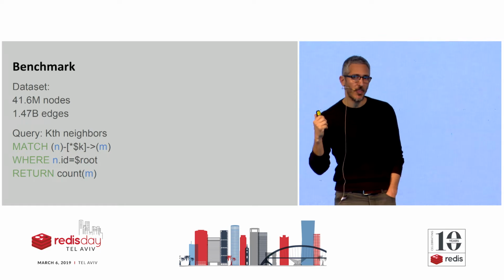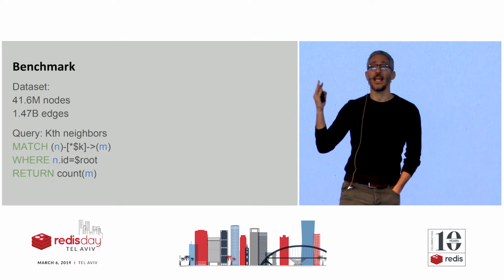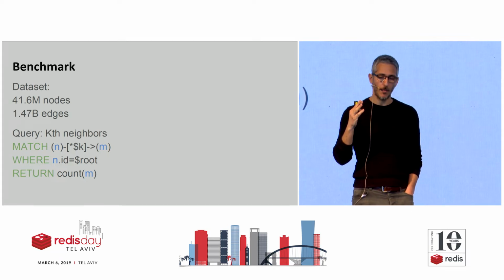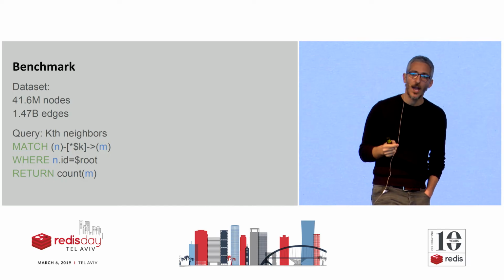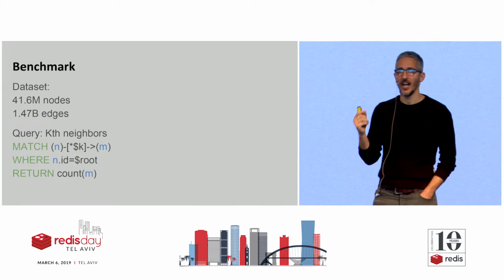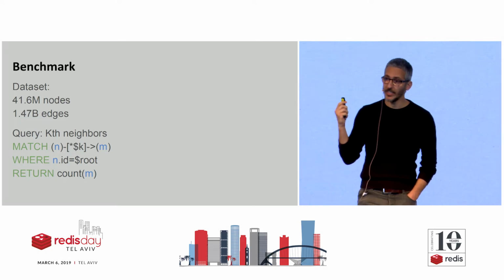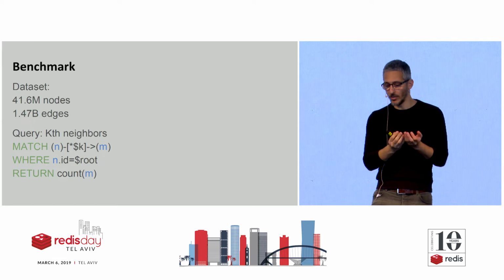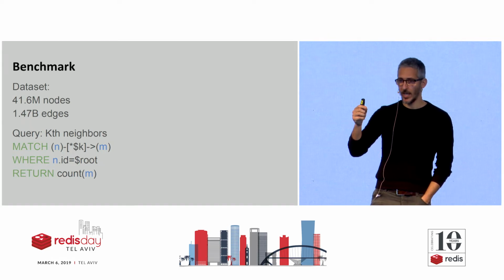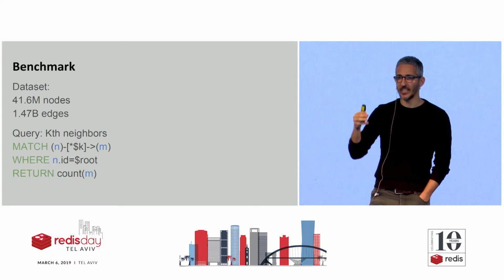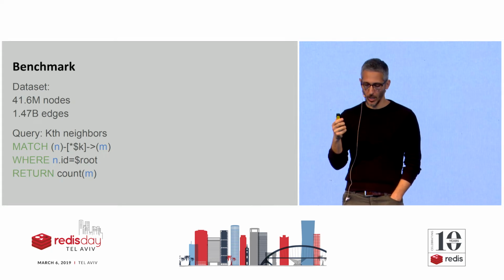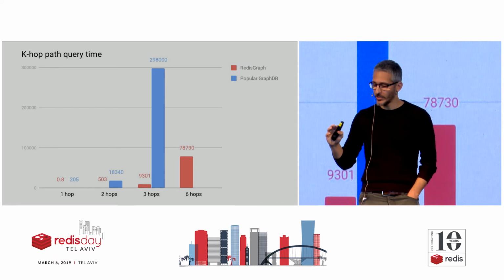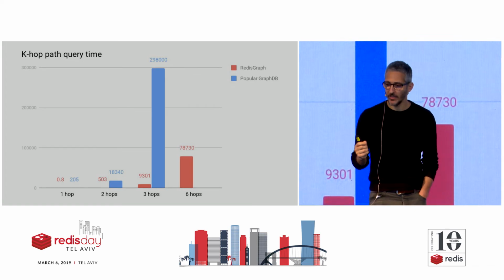And so how does this method scale compared to what everybody else is doing? So we've done a benchmark. The benchmark included a graph with about 42 million nodes and roughly 1.5 billion edges. And the query that we've run is counting how big the neighborhood of some given nodes is, and we're considering neighbors who are k hops away, and we're considering 1 hop, 2 hops, 3 hops, and 6 hops away. I'm only sharing the result of Redis graph against one of the most popular graph databases out there.